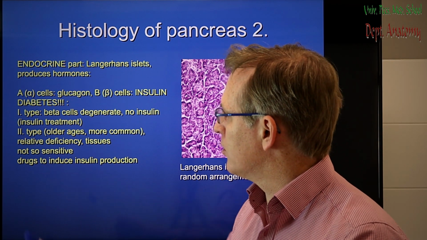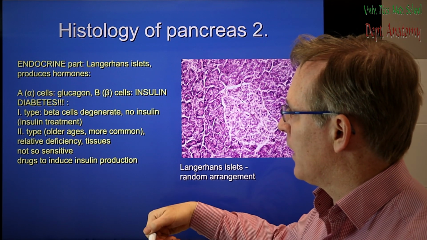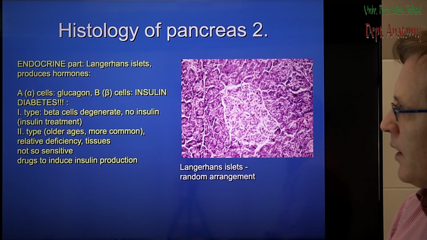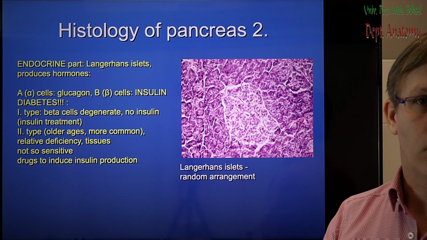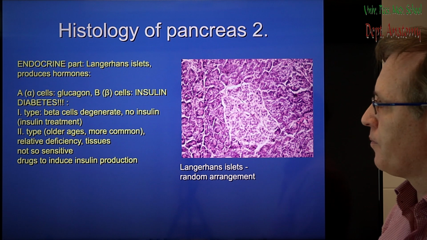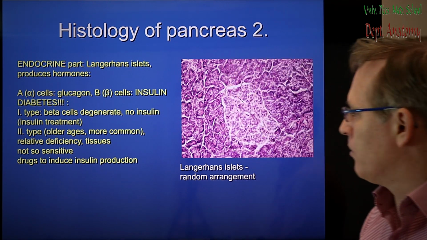In type 2 diabetes, in older ages and more common than type 1 diabetes, the tissues are not so sensitive to the insulin. For example, there are no insulin receptors on the surface of the cells in the human body. There are lots of drugs to induce the insulin production.